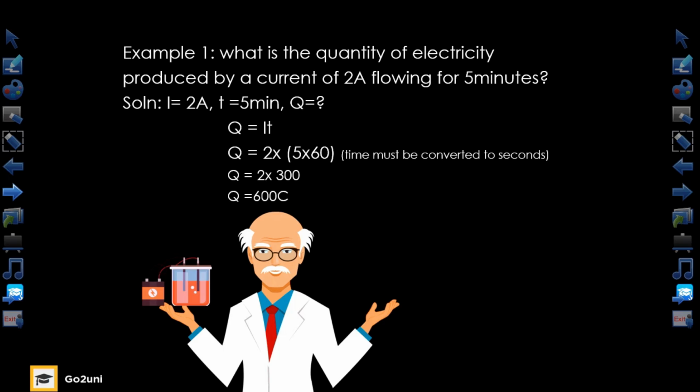So Q equals IT, which means we have 2 times 5 times 60, and 5 times 60 gives us 300, which gives us 600 coulombs. So the quantity of electricity that has passed in 5 minutes is 600 coulombs, and this is a very good example.